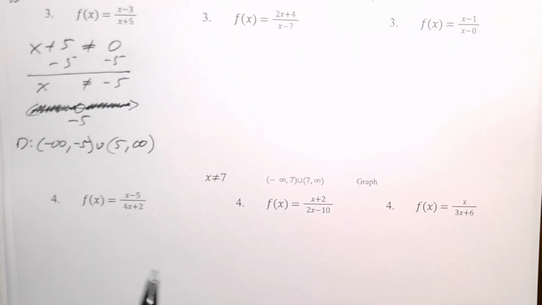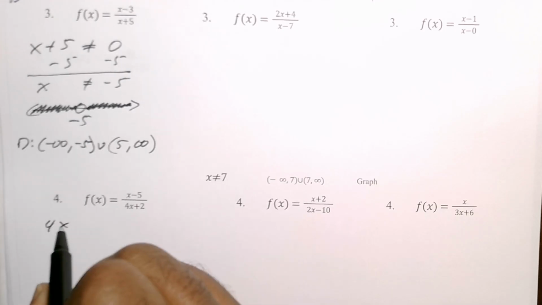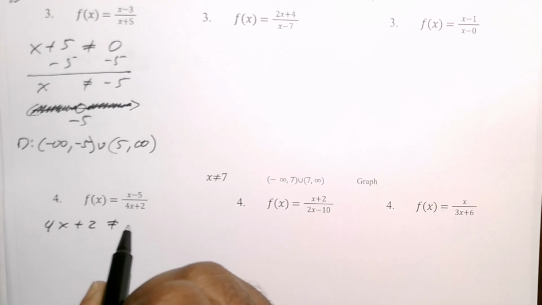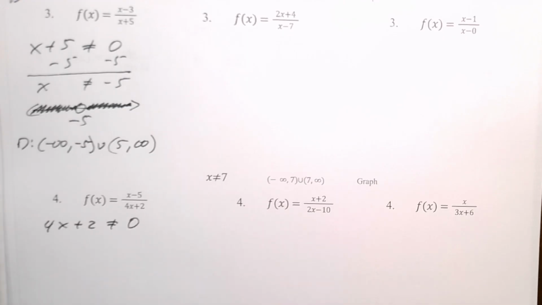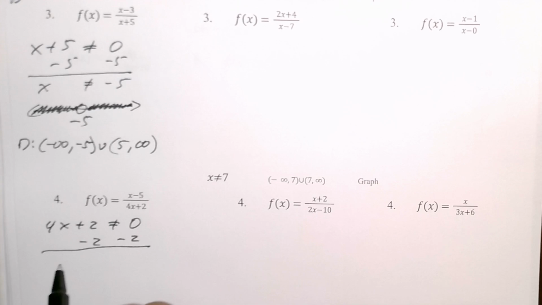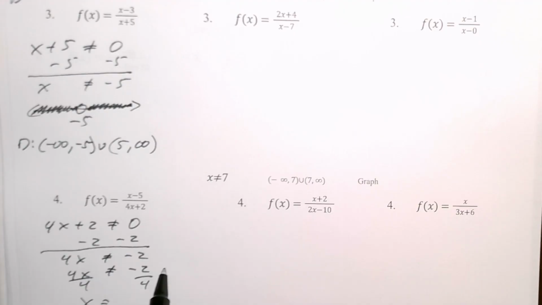Okay, next. We want to find the domain of this function. So we'll take the denominator of 4x plus 2, and we'll say we don't want it to equal 0. And then we're going to solve for x. So let's subtract 2 from both sides. This will give us 4x cannot equal negative 2. And then we'll divide both sides by 4. This will give us our 1x. And this right here can be simplified if I divide by 2. So this will be negative 1/2. And so x cannot be negative 1/2.